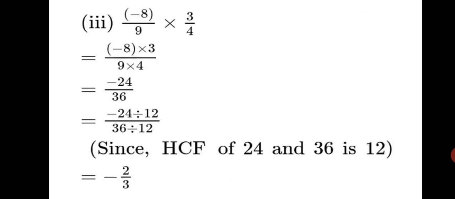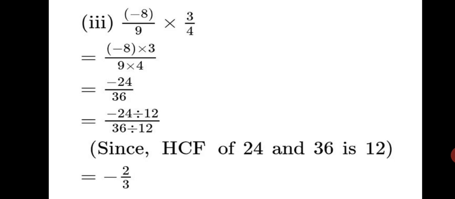Third sum, minus 8 upon 9 into 3 upon 4. If you want to reduce first, what will you do? 4 2s are 8, correct? And 3 3s are 9. And directly you will get your answer, minus 2 upon 3.